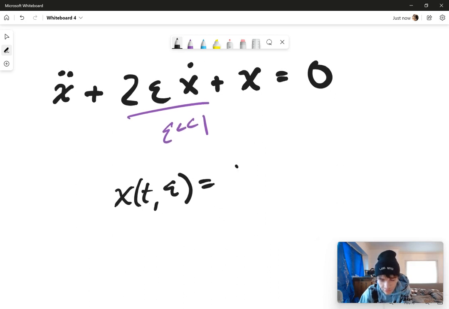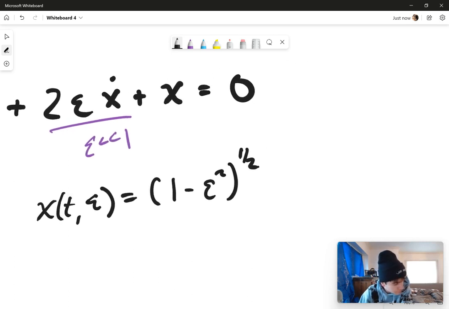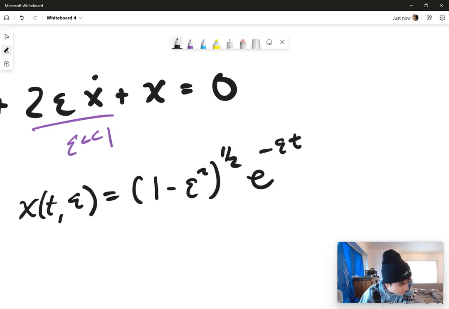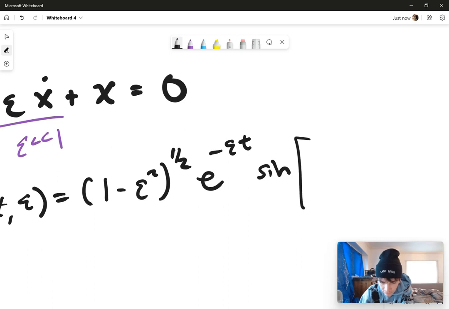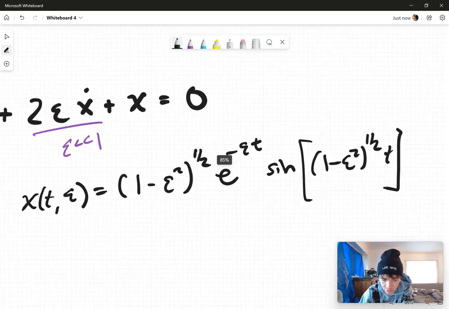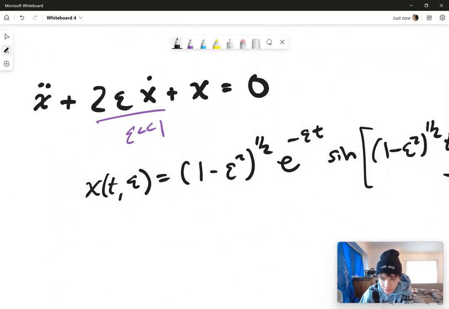And we have (1 minus epsilon squared) to the 1/2, e to the negative epsilon t, sine of (1 minus epsilon squared) to the 1/2 t. So this is the actual solution to this differential equation.